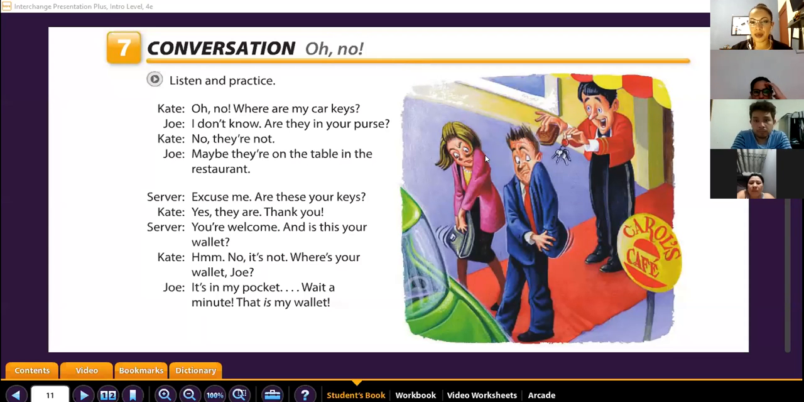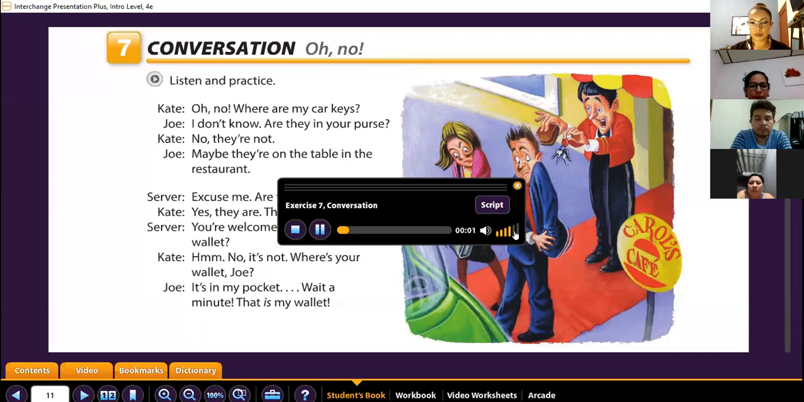As you can see in the picture, they are leaving the restaurant and here is the waiter. He has the wallet and he has found the keys as well. So let's listen to the conversation. Let's practice pronunciation and then you're going to practice in groups. Page 11, exercise 7, conversation.